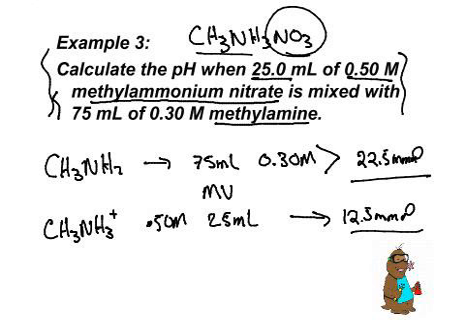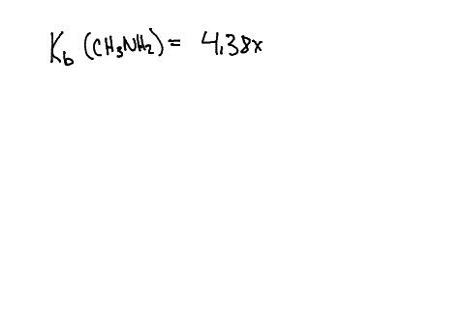Now, we do have a particular instance. When you look in the table in the back of your book, we can look up the Kb of methylamine, CH3NH2. And that value, Mr. Sams, from your book, is 4.38 times 10 to the negative 4.